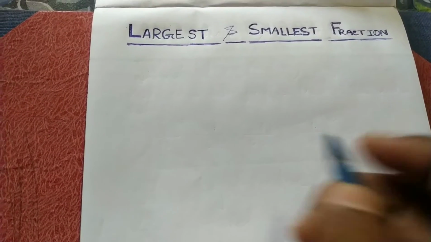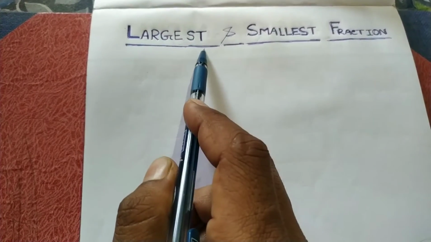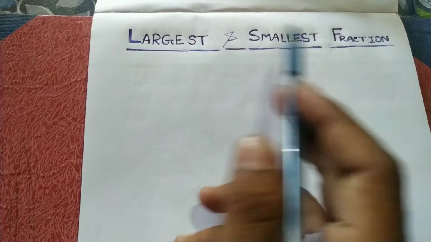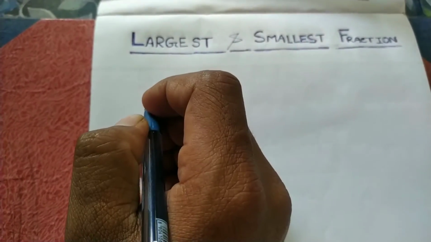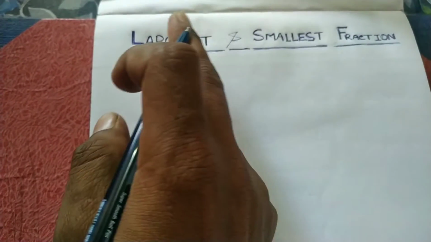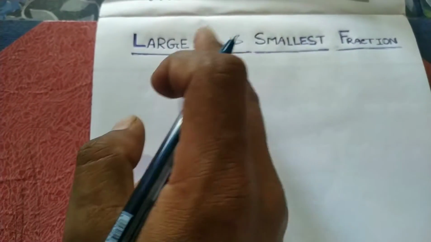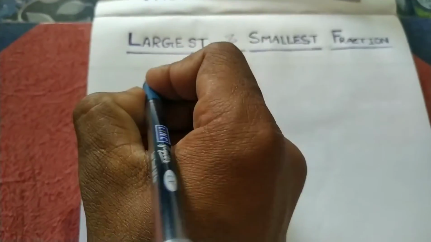So friend, today I will teach you how to find out the largest fraction and the smallest fraction. In this video, I will teach you three different types of methods to find out the largest fraction and the smallest fraction in three different types of sum. So let's start with type 1.